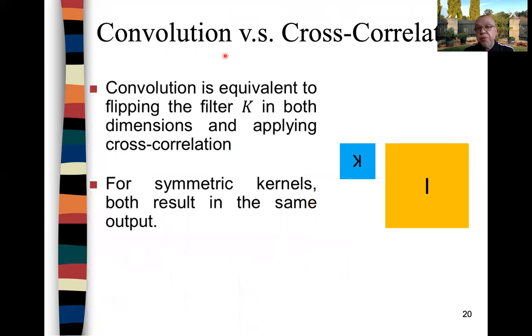There is a relationship between convolution and cross correlation. Actually they're equivalent. Convolution is equivalent to flipping the kernel K in both dimensions and applying the cross correlation. So basically, for the convolution, you flip the kernel. In the case of the cross correlation between the kernel and your image, you don't flip the kernel. And in the case where the kernel is symmetrical, the cross correlation is equivalent to the convolution.